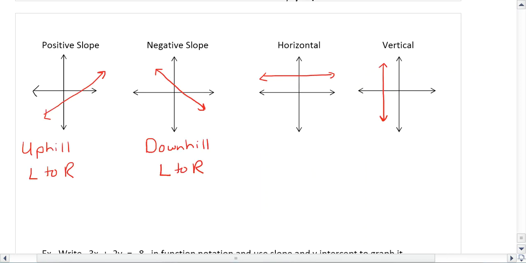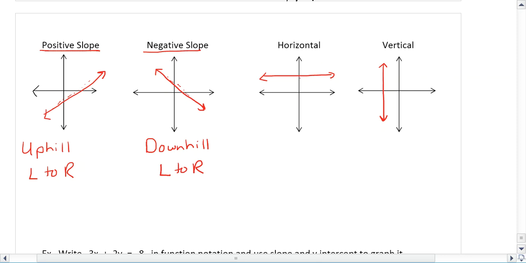All right, let's look at these diagrams next just to help us visualize what positive and negative slope look like. When we read slope, we read it like we do the English language, we go from left to right. Reading a positive slope, if you could picture yourself, you're walking on this line, you're walking uphill from left to right. A negative slope would be us walking downhill from left to right.